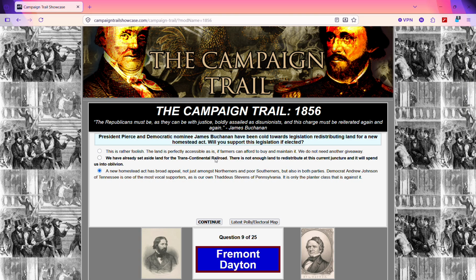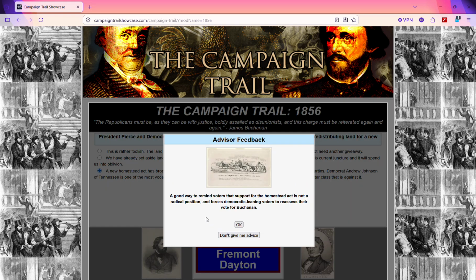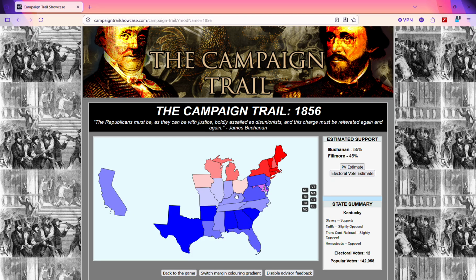It's more of what we said earlier, but I think we have a good chance to pick off some support here. A good way is to remind voters that supporting the Homestead Act is not a radical position. It forced Democratic-leaning voters to reassess their vote for Buchanan. Nice. So hopefully we can take a hit to Buchanan here. Definitely gave us a lead in Ohio. Brought us back a little bit closer to Illinois. Indiana's still kind of out of reach.